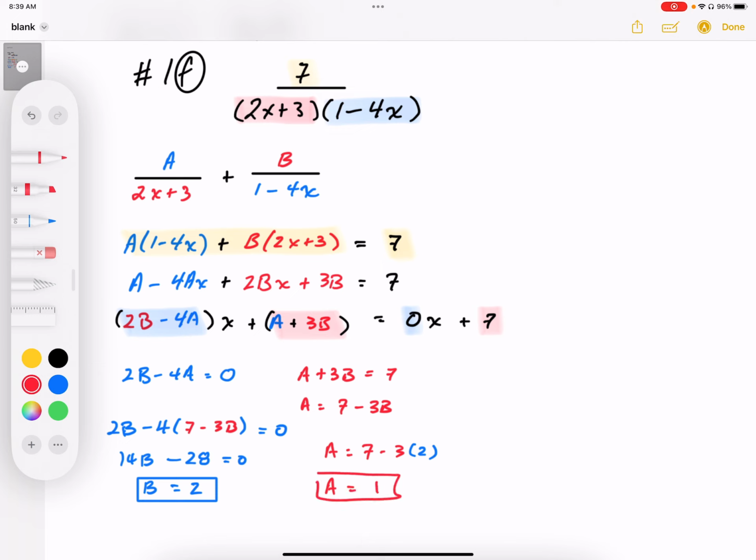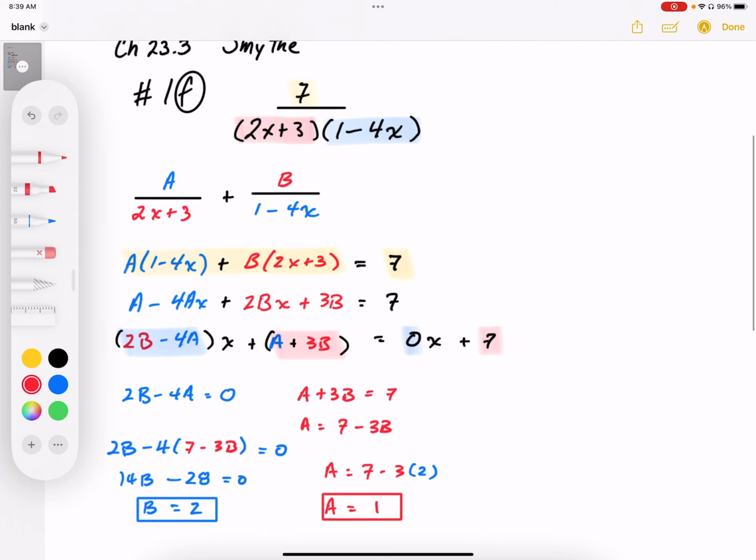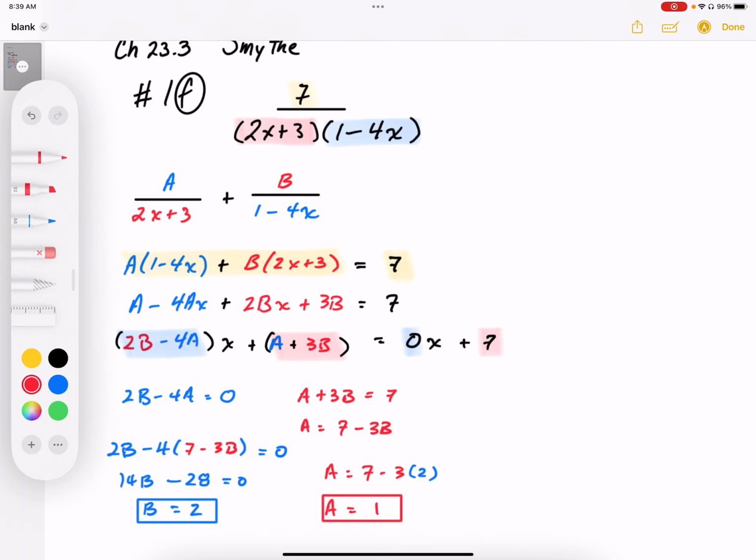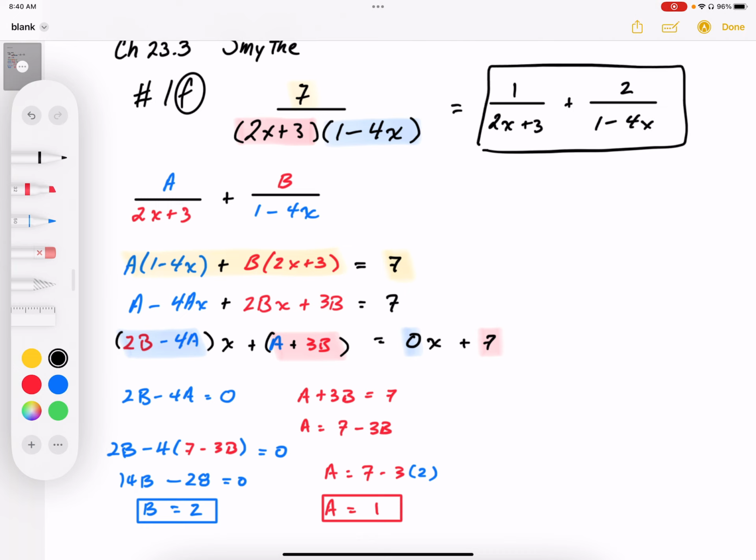Okay, so there's my a and b coefficients, so then I could write my partial fractions. This decomposes into partial fractions of a, which is 1 over 2x plus 3, plus b is equal to 2, over 1 minus 4x. So there's my partial fractions that give me the fraction that I started with, 7 over 2x plus 3, 1 minus 4x.